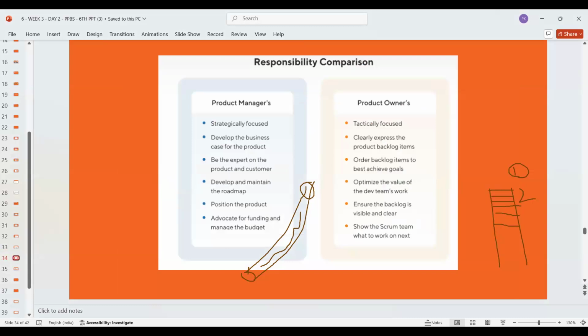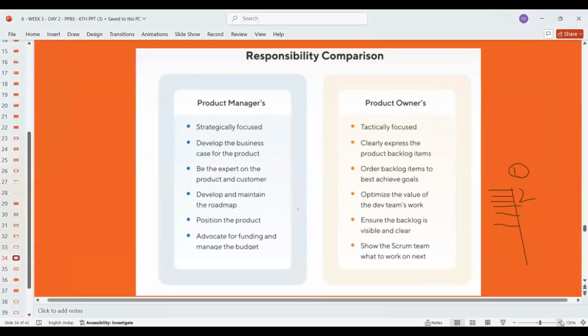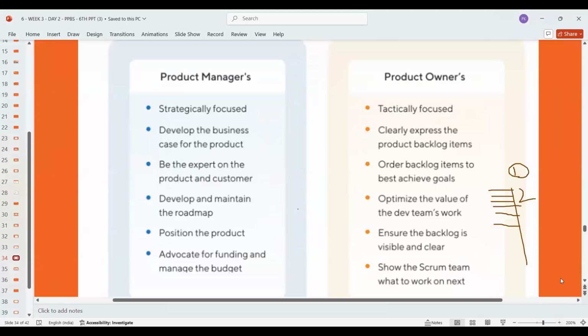Enlarge this page. Let me enlarge this page. So now, let us continue their understanding about how they are getting into their day-to-day work.